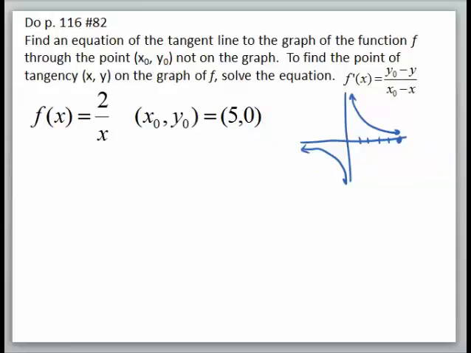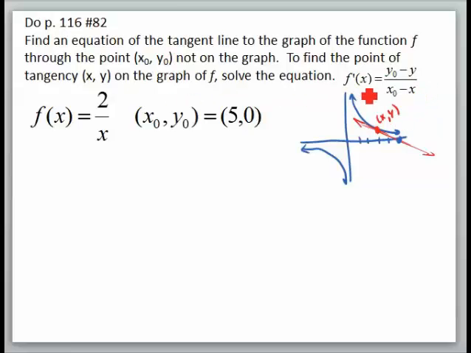So they want you to find a tangent line to the curve that will pass through a point that's not on the graph. So what we're searching for right here is this xy coordinate where this tangent line meets up with this graph. So it says in order to find the point of tangency, this xy coordinate, we have to solve this equation.